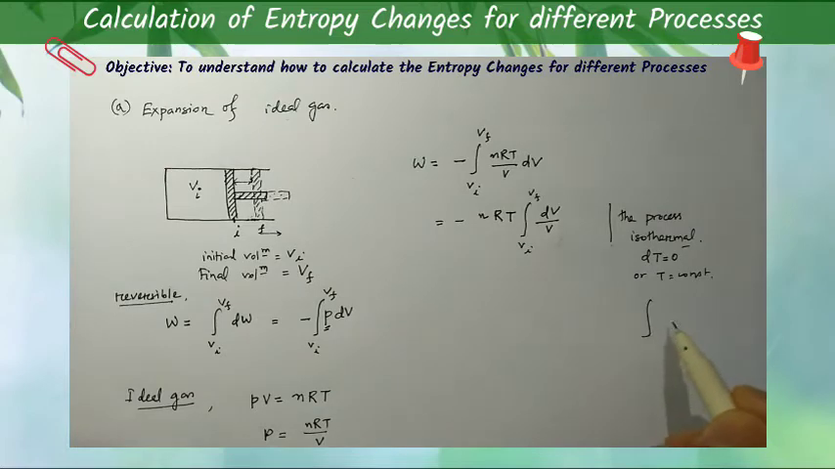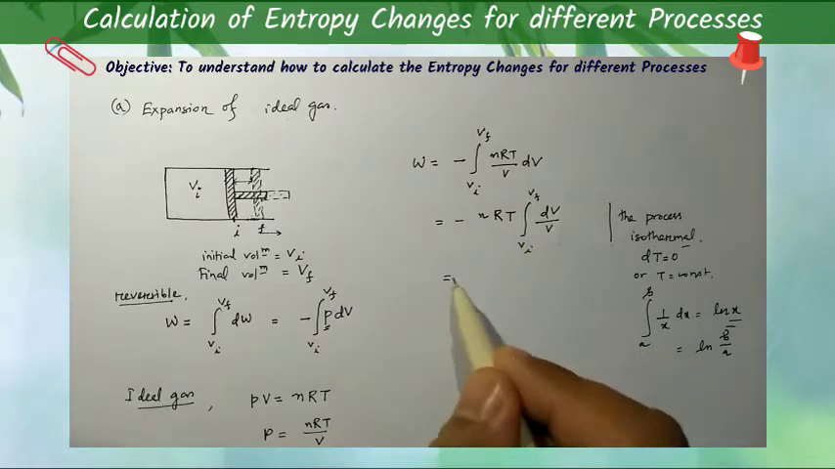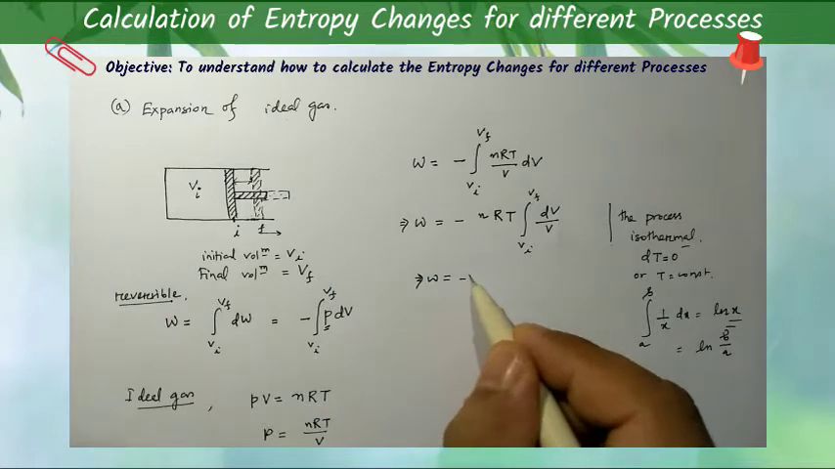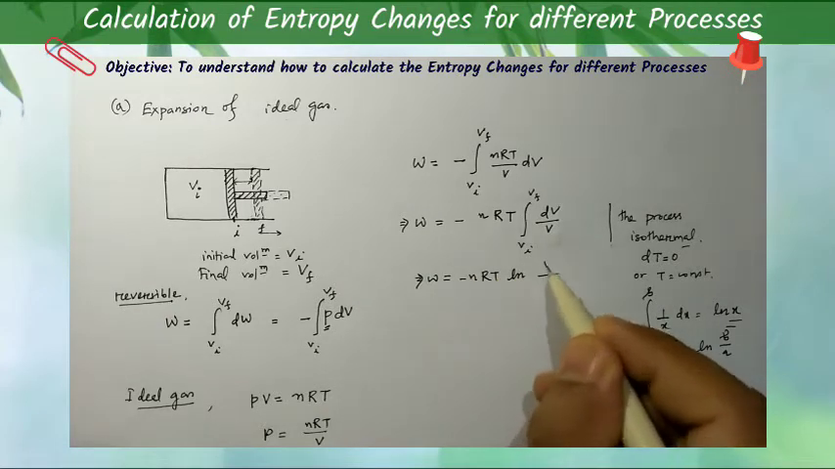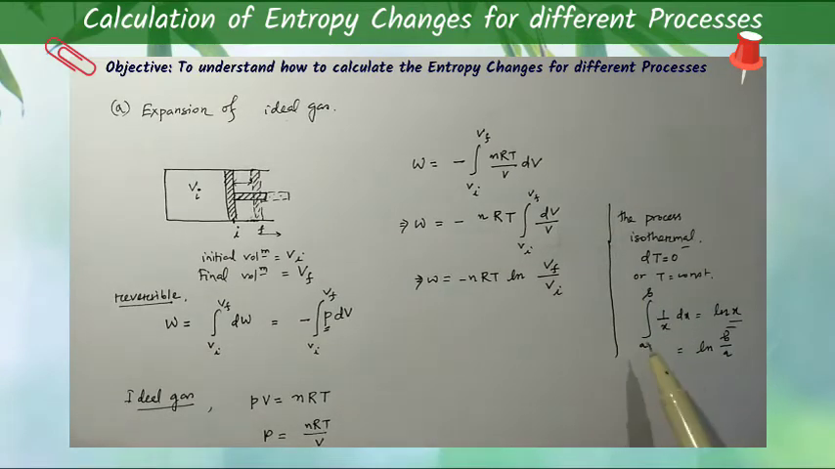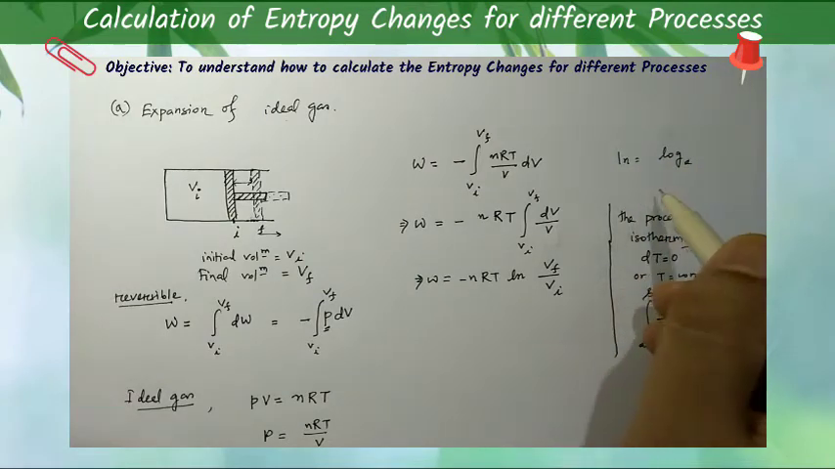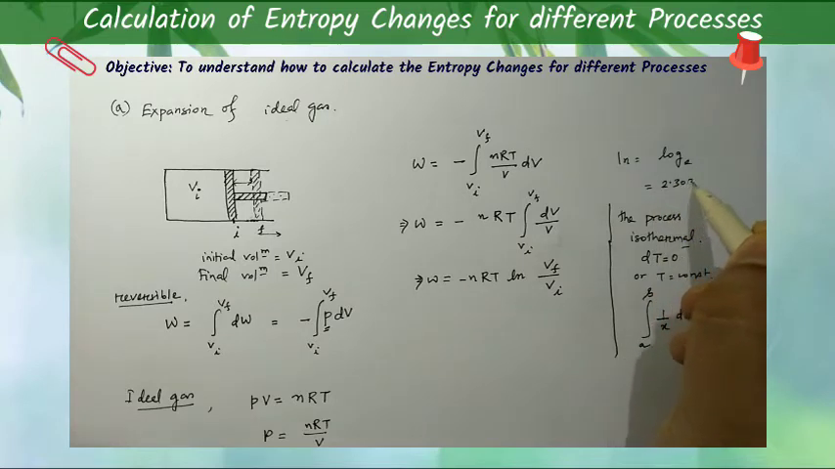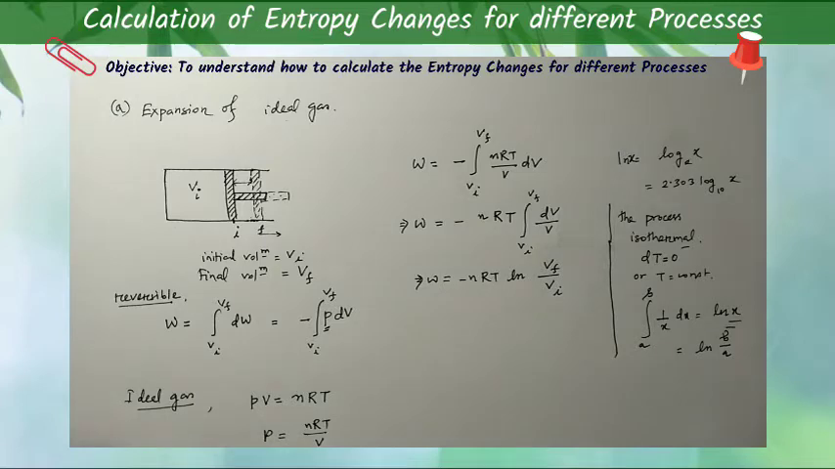We know that the integration of 1 by x dx is ln x. So we can use this formula: if the limits are a to b, then it will be ln b minus ln a, that is ln of b by a. Using this integration formula, the total work W is equal to minus nRT ln Vf divided by Vi. Here ln means log base e, same thing, or this is equal to 2.303 log base 10. It's all mathematics.